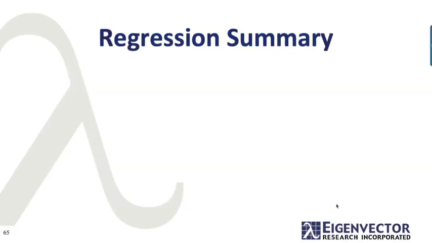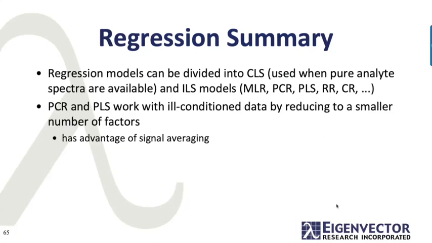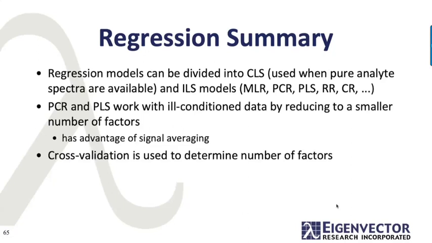All right. So regression summary. We can divide models into classical least squares and the inverse least squares models. We didn't talk about classical least squares. And the inverse least squares models are all the ones that we've talked about today. Principal components regression and partial least squares work with ill-conditioned data by reducing it to a smaller number of factors. That has the advantage of signal averaging.